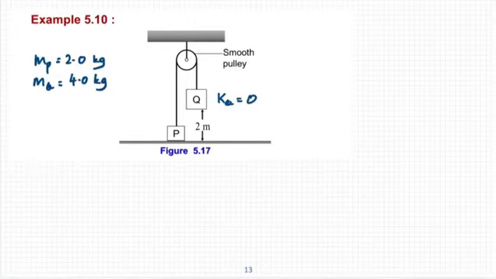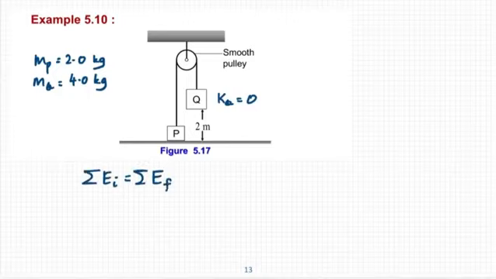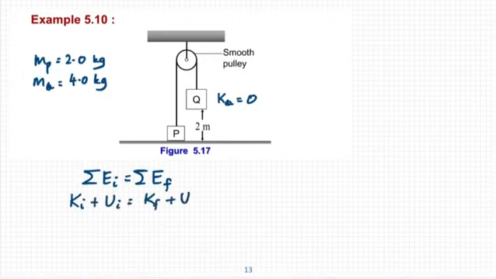To solve this question, we have to apply the principle of conservation of energy, in which the sum of EI is equal to the sum of EF. And then we have to look at the initial and final situation and identify the energies that are present. So this can be written into Ki plus Ui is equal to Kf plus Uf, conservation of mechanical energy. Okay, let's look at the initial situation first.